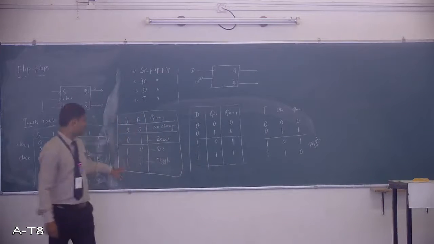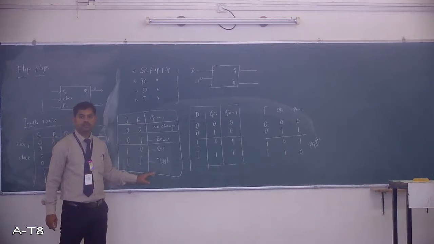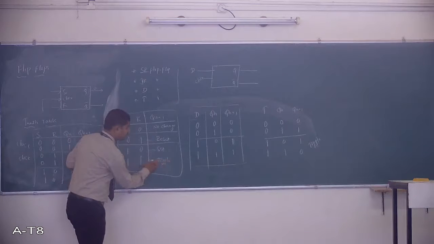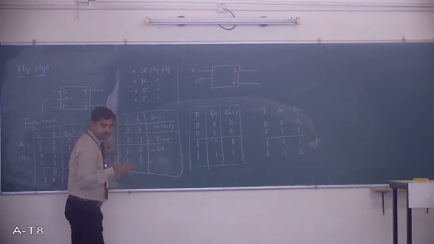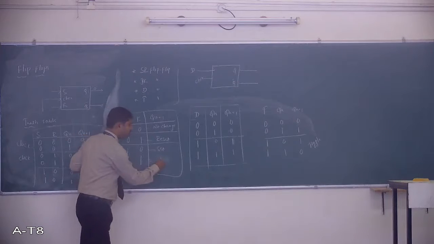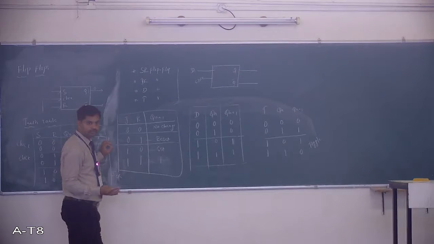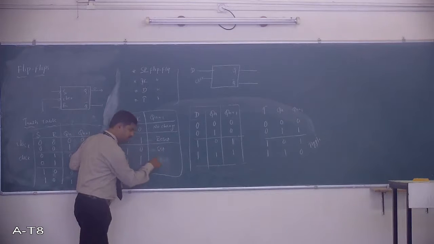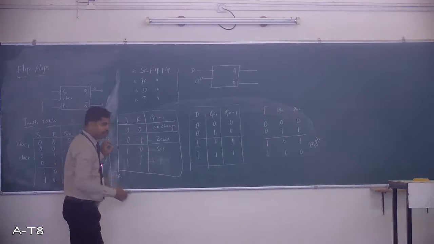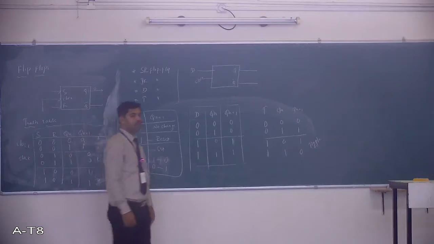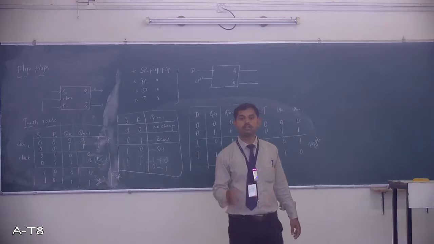So the fourth state is 1 and 1. If J is 1, K is 1, the output I am calling a toggle. What do you mean by toggle? Suppose before applying input, if the present output of the flip-flop is 0, after applying it will turn into 1, the complement of that. Before it was 0, after it is 1. Suppose before applying input it is 1, after applying it will turn into 0. So 0 will turn into 1 and 1 will turn into 0.